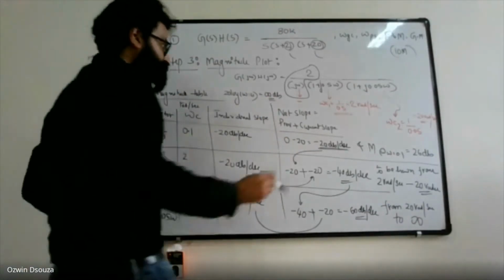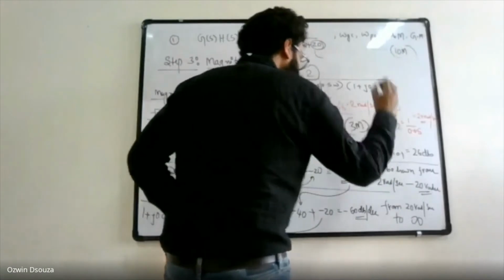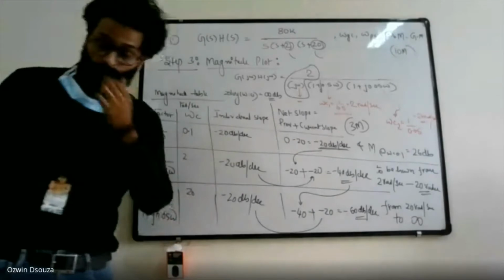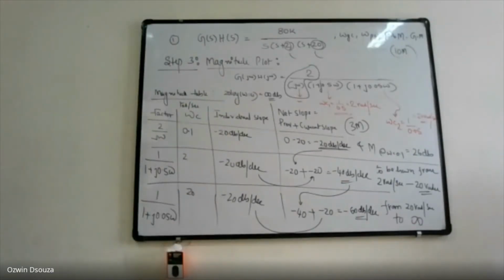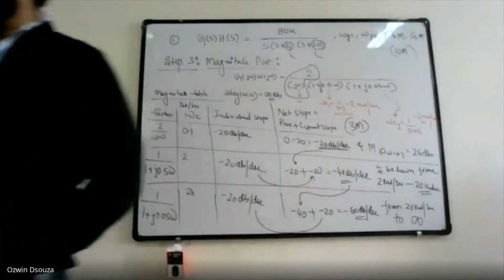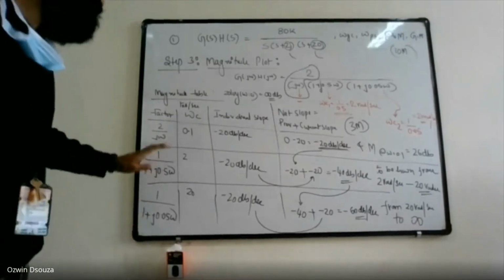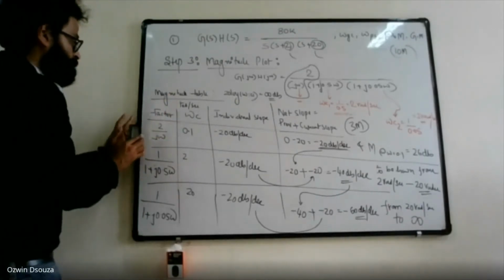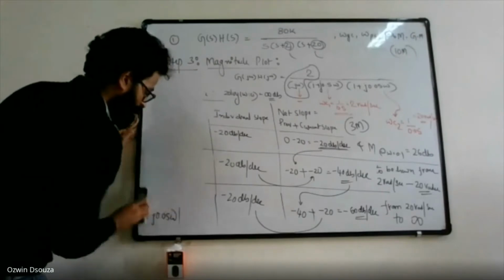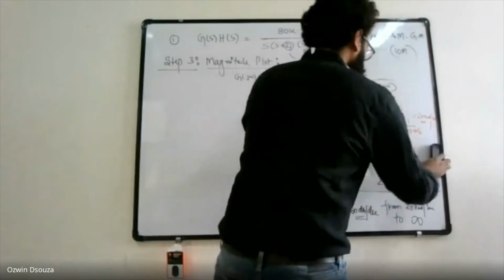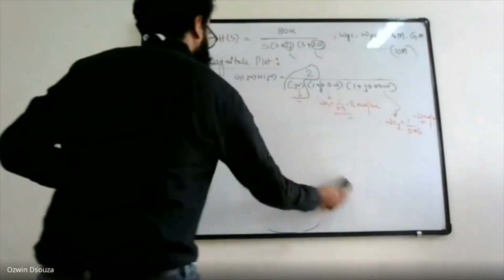So if you do this magnitude table, you will get about 3 marks. So 2 plus 3, 5 marks. So out of 10, already you have scored 5 marks. And 2 marks you will get for your phase plot, and 3 marks for the final Bode plot. Okay. I hope this is clear. So this is your magnitude table. Just keep on adding these slopes from the previous factors.